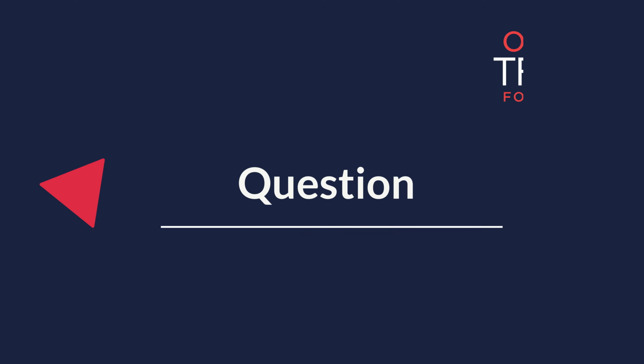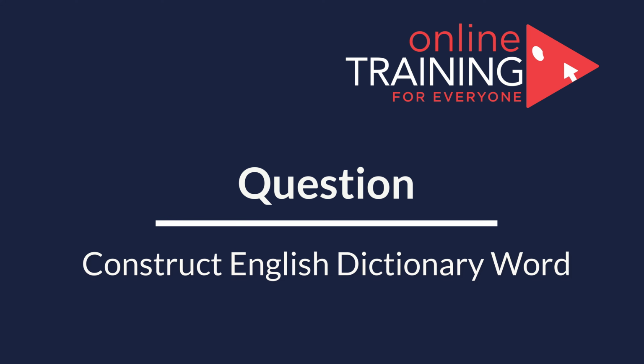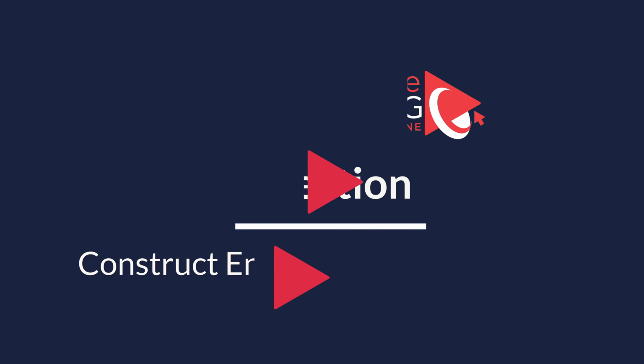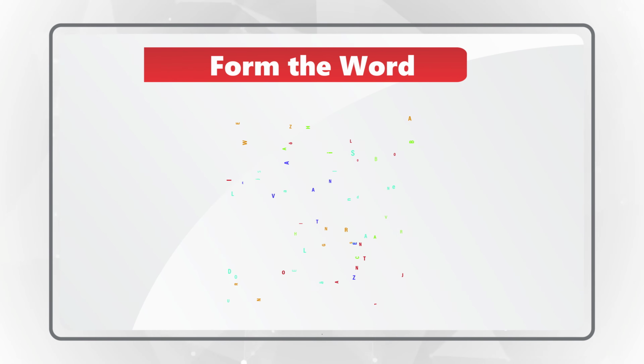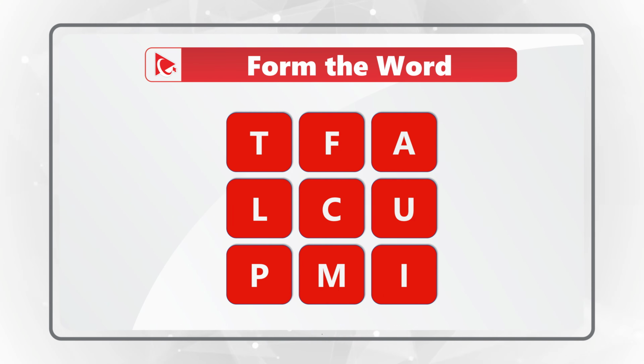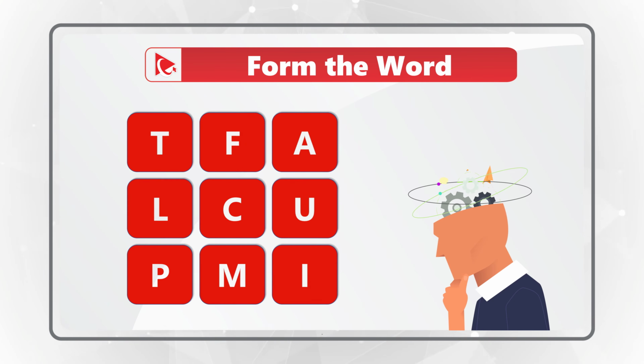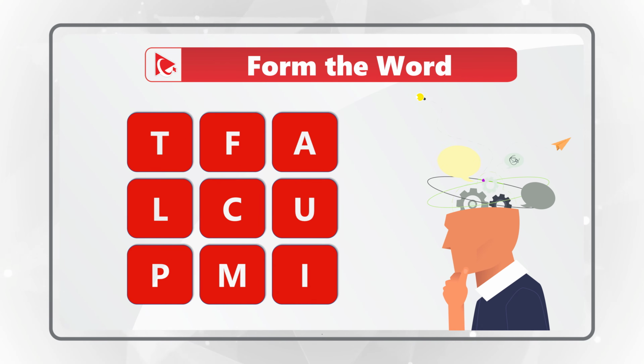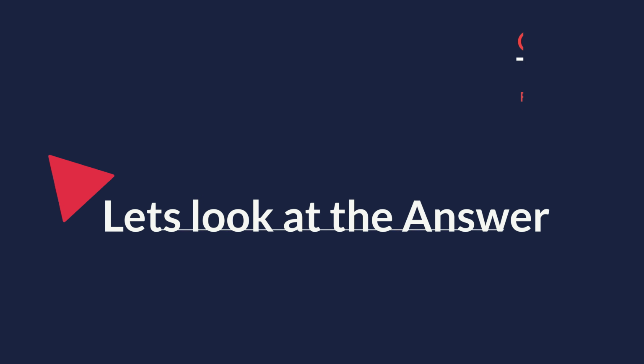This question truly tests your knowledge of English dictionary. You need to form the word using all the letters only once. And there are 9 letters that you can see on the screen. The letters are T, F, A, L, C, U, P, M, I. Give yourself a little bit of time. It's a very complex 9-letter word. Consider pausing the video to get to the correct answer. And ready or not, I'm going to move forward to get you to the correct solution.